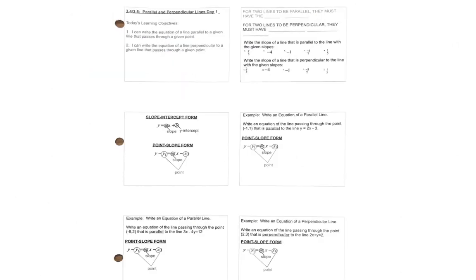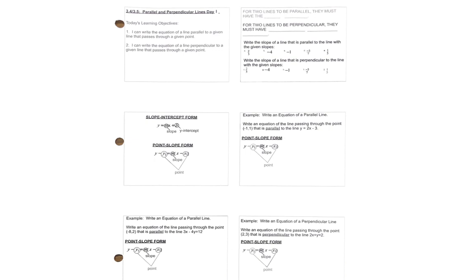So when you came in today, you should have picked up the following notes. Okay, so go ahead and have that out. So today is a bit of a review. We are going to be writing equations for lines of parallel and perpendicular lines using the form point slope or slope intercept form, okay?